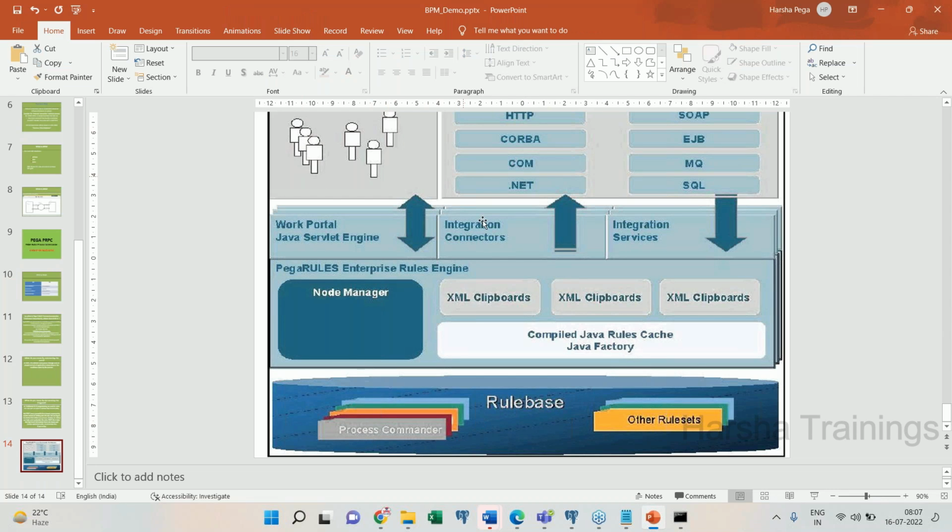So in the architecture of Pega, you have rules, rule base, process commander. In this architecture, I am not going to tell you what is the rule set, node manager, servlet. These three will not be covered now because you cannot understand. Later you will understand; at the time of learning, I will tell you. Apart from this, a Java compiler is also there in the Pega architecture. Why Java compiler in the Pega architecture?